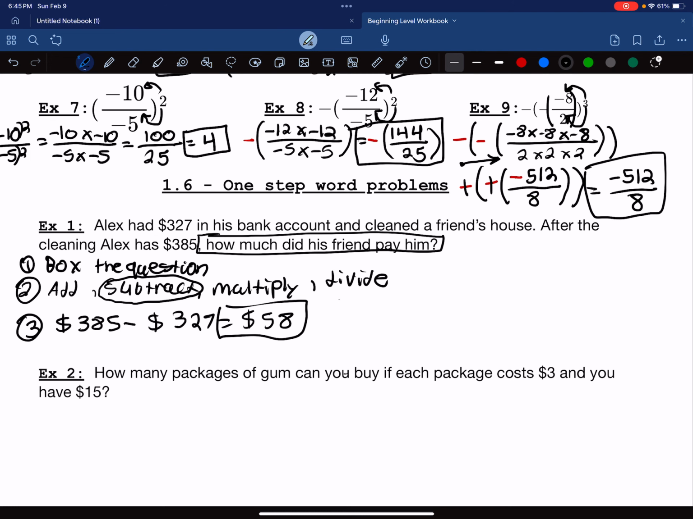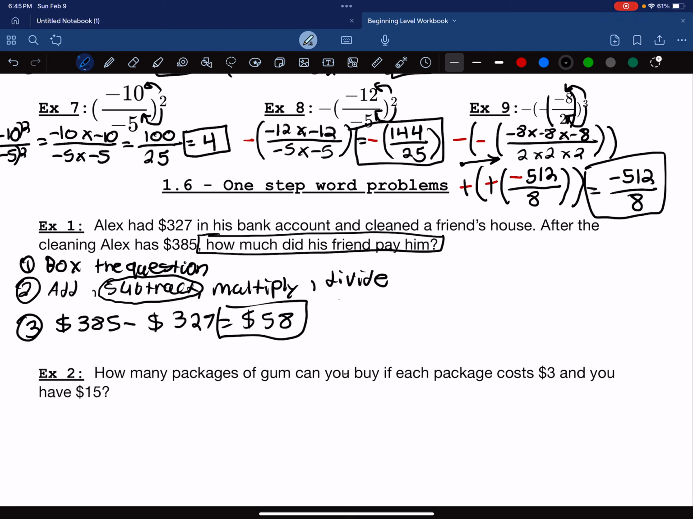Looking at example 2, I encourage you to pause the video and give this one a try on your own, going through the steps I just went through. And assuming you have given it a go, in this case, for step 1, to box the question, it's not really necessary because the entire sentence is basically the question. But one thing we can do is underline important information.